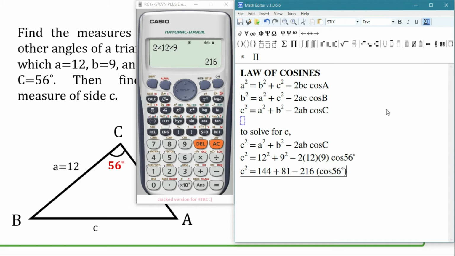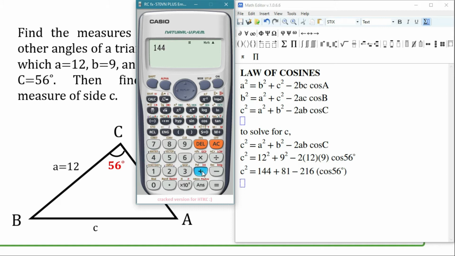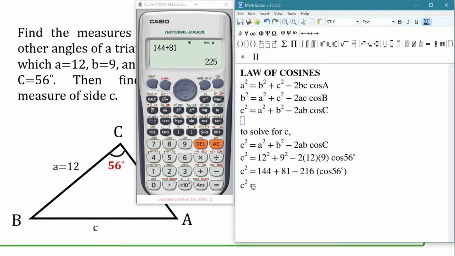Okay, so pwede naman natin kunin si cosine of 56 degrees pero much better na i-leave muna natin siya at idiretso na lang natin siya sa dulo para mas accurate yung makukuha nating value. Okay, so simplifying what is to be simplified, that's 144 plus 81, so that is 225. So we have c square equals 225 minus 216 times the cosine of 56 degrees. Remember we cannot subtract 225 by 216 dahil meron tayong multiplication dito.